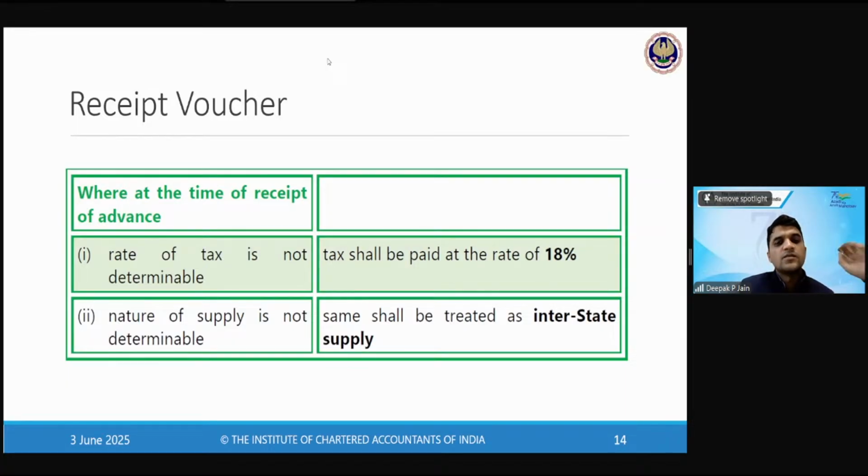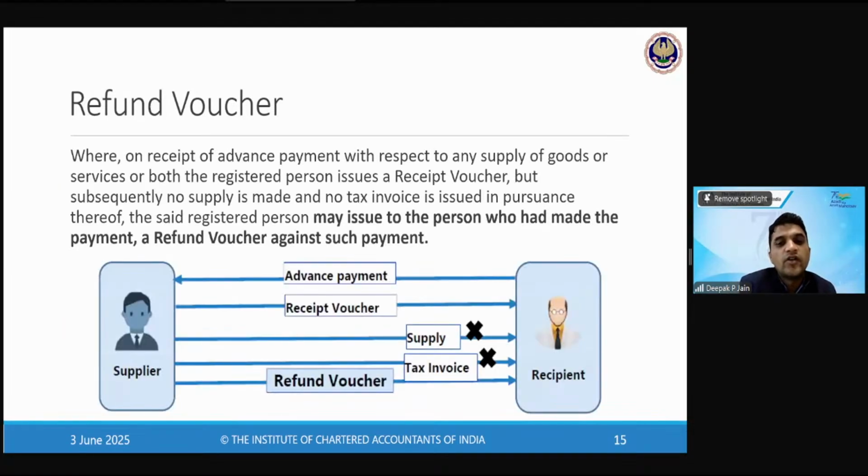If it is both taxable and non-taxable, then we had said it will be an invoice-cum-bill of supply. Consolidated issue करेंगे. Okay. So this is the case where the rate is not determinable. Then you have a refund voucher, whatever amount you have received.